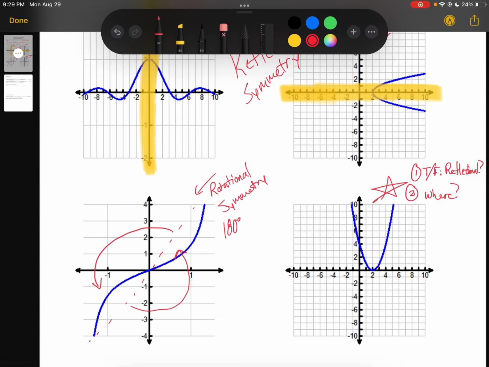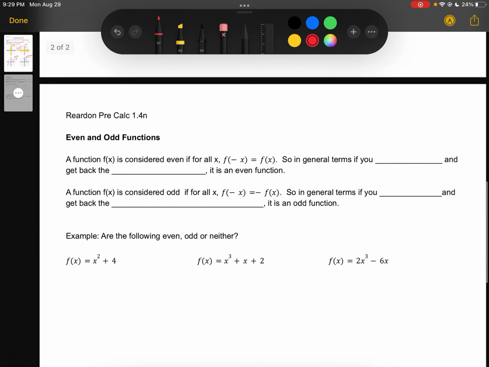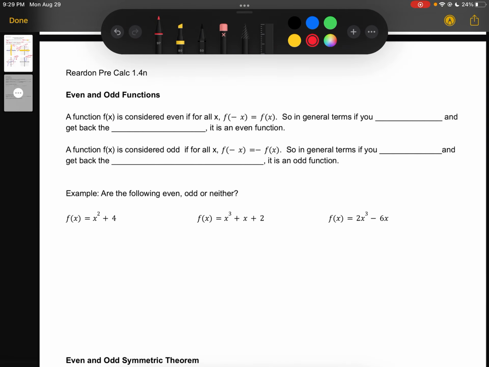Okay, so that's our first page here. Let's flip over to the back. So the first page, just looking at some graphs, some basic definitions. Page 2, this is where we get a little bit more interesting with our calculations. So even and odd functions, these are the two things that we're going to look at. And honestly, it isn't fair to say two things. Actually, really three things, because we can have an even function, we can have an odd function, or we can have neither.